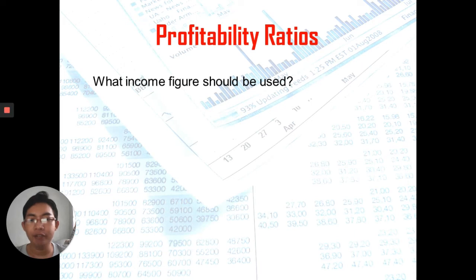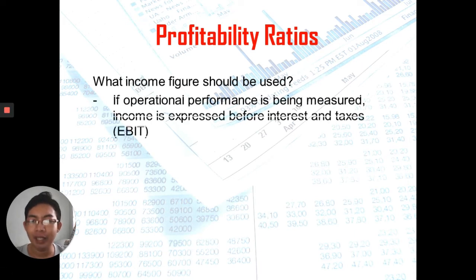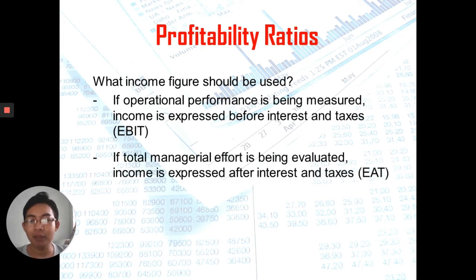Now, what income figure should be used? So ano bang gagamitin natin? If operational performance is being measured, income is expressed before interest and taxes. So EBIT yung gagamitin mo. If total managerial effort is being evaluated, income is expressed after interest and taxes. So ang gagamitin mo dito, IT naman.